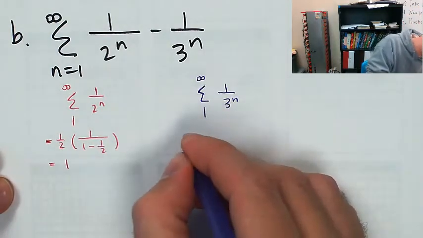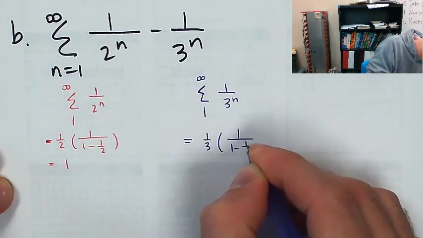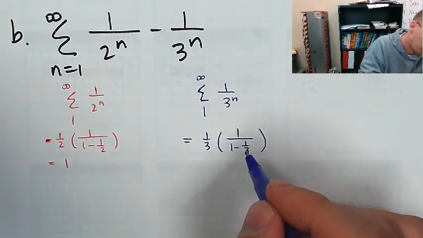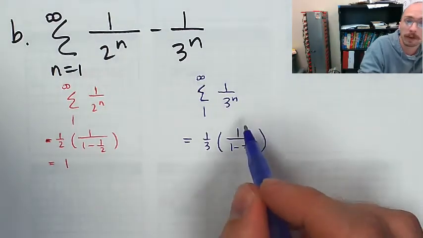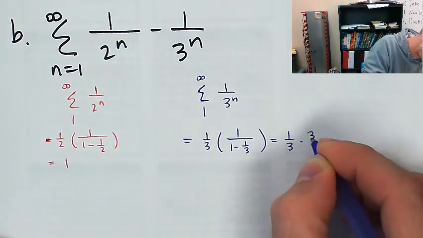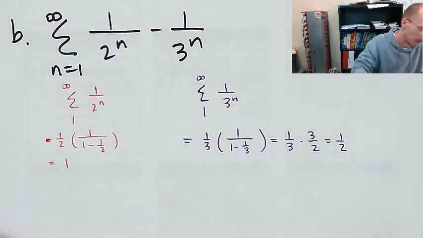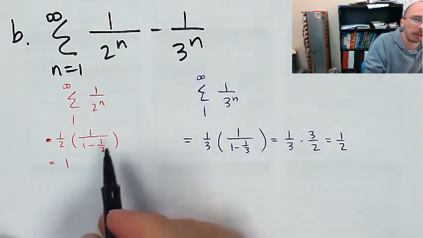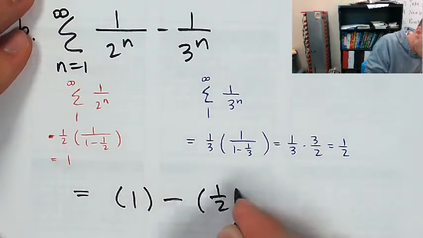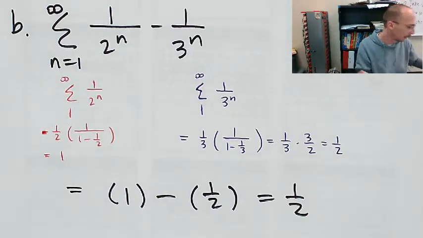All right, then this one is going to be first term is 1/3. 1 over 1 minus 1/3. All right, if I take 1 minus 1/3, that's 2/3. If I take 1 divided by 2/3, that's like multiplying by 3/2. So 1/3 times 3/2 is equal to 1/2. Okay. Now I can say that this total sum is going to equal 1 minus 1/2, and that's going to equal 1/2.